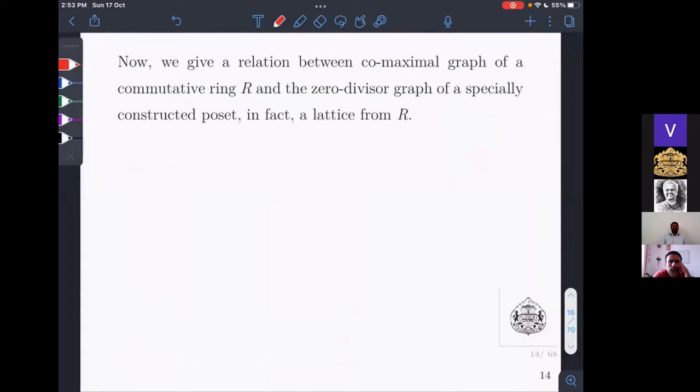And what we are doing right now is, from a ring R, we will construct a poset, a partially ordered set. I will go over the definition also, don't worry. Given a ring R, we will construct a poset. In fact, this is a lattice. And we will show that the zero divisor graph and this co-maximal graph have a very nice relation. So today's motive is to talk about this relation. Okay, I think things are much more clear.